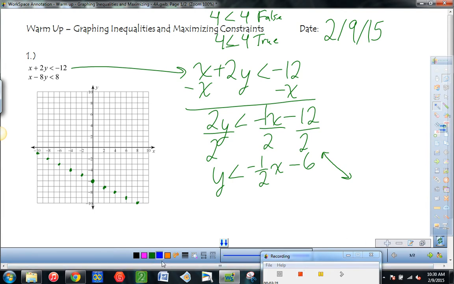Let's do the other one. We'll do orange because it's my favorite. No, let's do blue. Oh wait, we have to shade it.